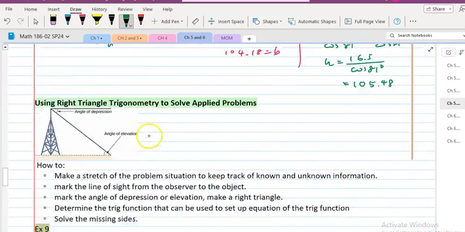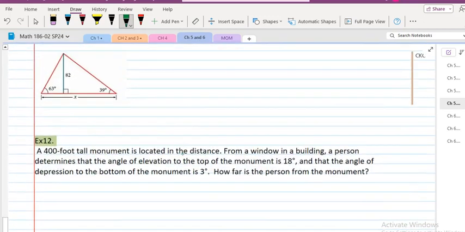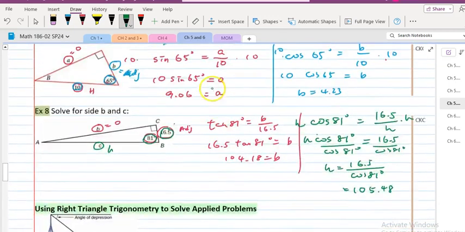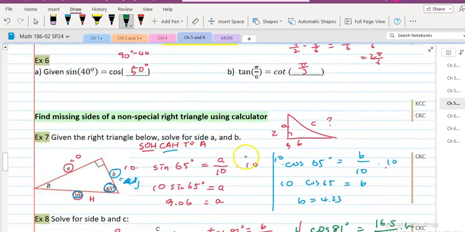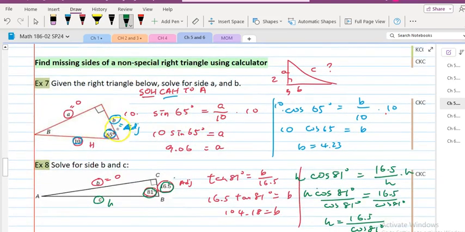So in the next video, we'll talk about word problems. We would use the same skill that we have in these videos, solving a missing side using one side and one angle.